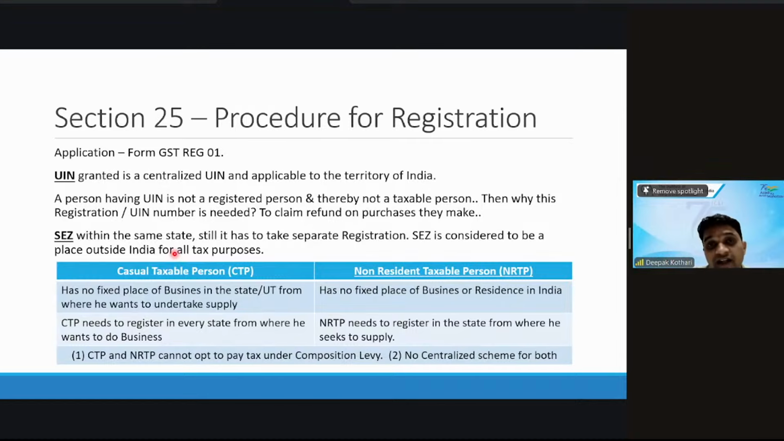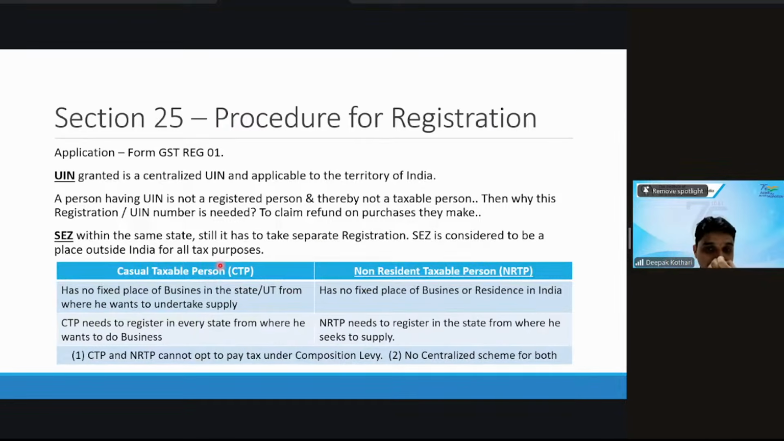Even though it is in the state, it is within India, but it is given a special procedure that it is treated as outside the state. That's why when you are supplying anything to a SEZ unit, it is treated as a zero rated supply, because it is equivalent to an export supply. When you export, you're supplying outside India. Similarly, when you're supplying to SEZ, that is also treated like supply outside India. That is also equivalent to zero rated supply. Okay, so for SEZ you have to take separate registration, and for another branch within the same state you have to take separate registration.